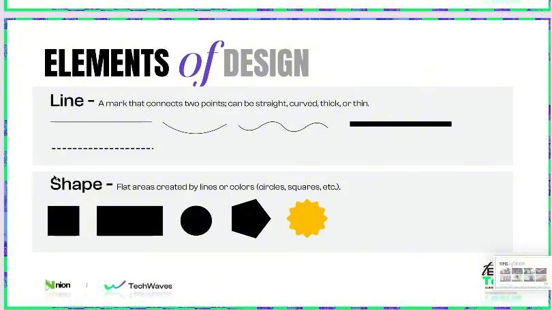Now we have shape. I still believe you all know what shape is. You have your rectangular shape. You have your square. You have your circle. You have pentagon and irregular shapes here.